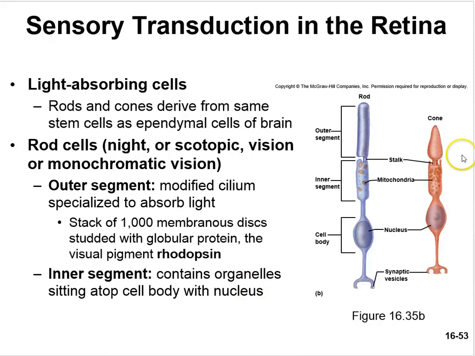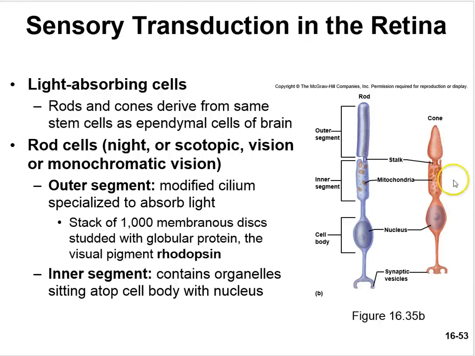A little bit more on the rods and cone cells here. Those are the light absorbing cells shown in the pictures here. They have some similarities and differences. They derive from the same stem cells as ependymal cells of the brain. Rod cells are sometimes called scotopic vision or night vision, and also monochromatic vision.